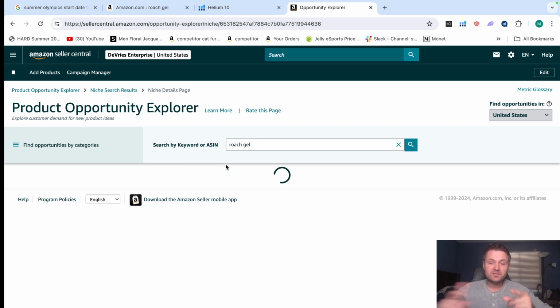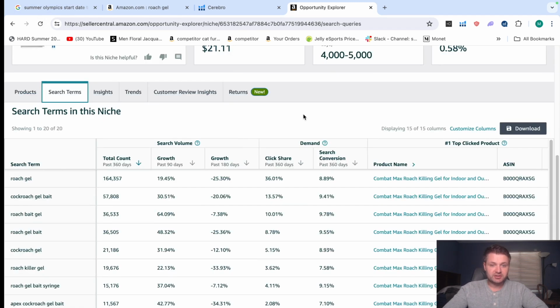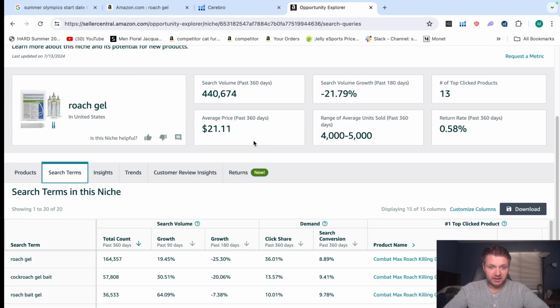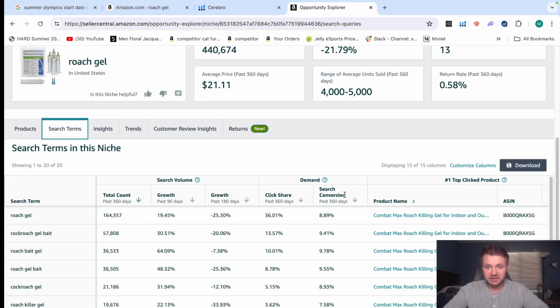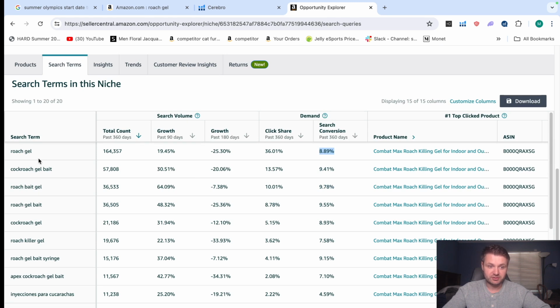So the first step, like I said, is just finding what our market conversion rate is, to know how many clicks it will take on the ad side to see if we're profitable. If we look into roach gel in general, typically the first thing I look at is our search conversion rate, meaning when a customer searches, what percentage of them are actually converting? Out of 100, it looks like 8.89% are converting on this search term.